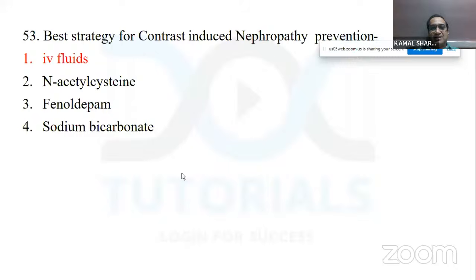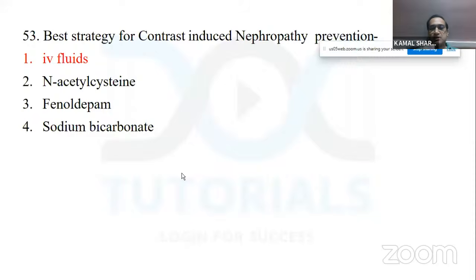Strategy to prevent contrast nephropathy. Again, I've put on some options. Maybe they are from my own side. I don't remember, but I think again everybody got it right. Hydration is the best strategy of preventing a contrast nephropathy. So IV fluids was one option that was mentioned. It's very clearly mentioned to prevent contrast nephropathy.